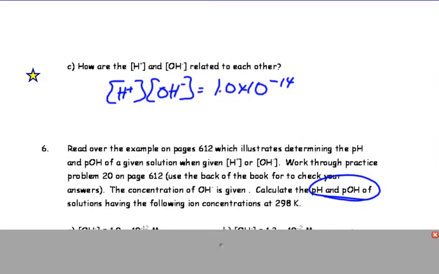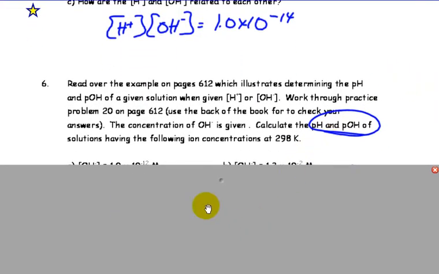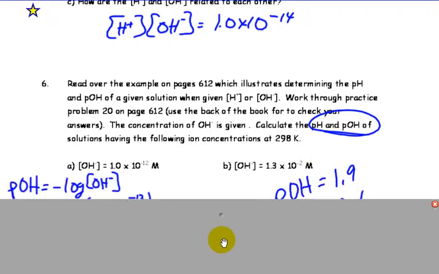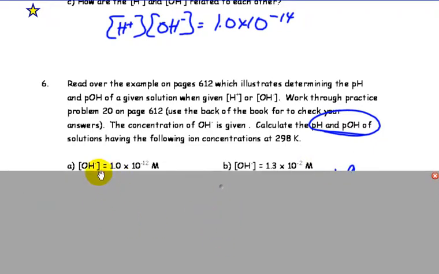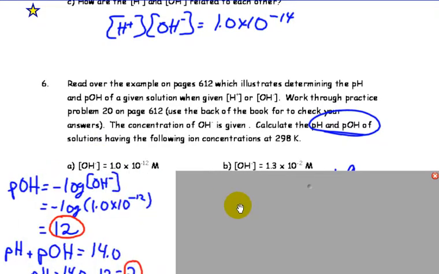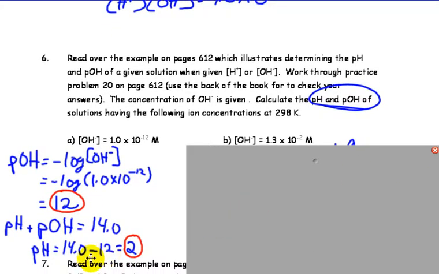Okay, so calculate the pH and the pOH of these. So here, using that new equation, if we have the hydroxide ion concentration, we can figure out the pOH. So negative log of the hydroxide ion concentration, I get 12. And I know that that and the pH must add up to be 14, so there you have that the pH must be 2. Maybe pause the video, you try this one over here.